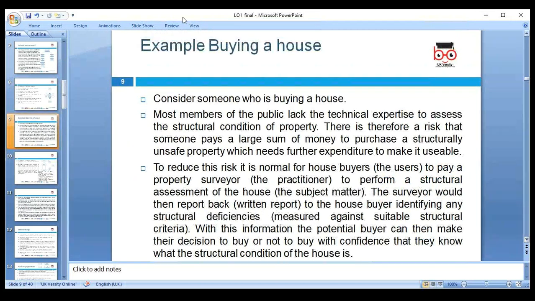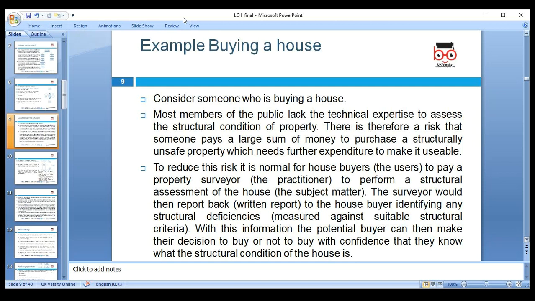Okay, then next, consider someone who is buying a house. Most members of the public lack the technical expertise to assess the structural condition of the property. There is therefore a risk that someone pays a large sum of money to purchase a structurally unsafe property, which needs further expenditure to make it usable. So we need to reduce this risk.